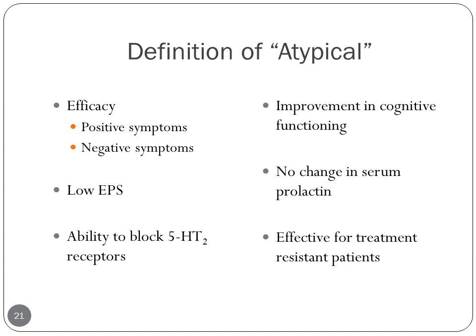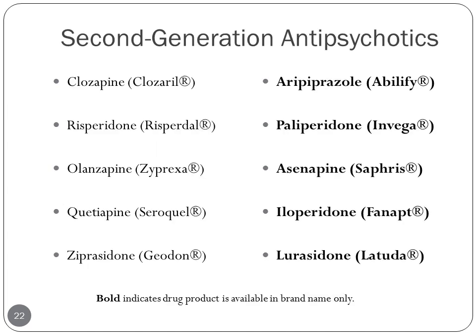One is that it needs to have efficacy for both positive and negative symptoms. Second, it should have low incidence of extrapyramidal symptoms, with ideally no EPS. They should also block serotonin receptors, and there should be improvement in cognitive functioning, no change in serum prolactin, and they should be effective for treatment-resistant patients. So of our second-generation antipsychotics, only clozapine meets all of these criteria.